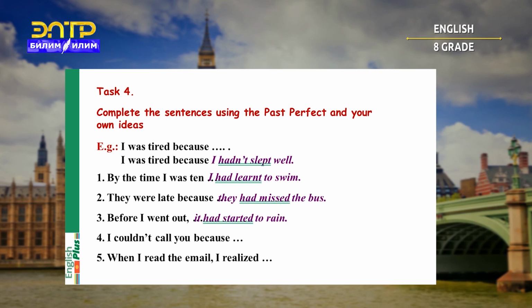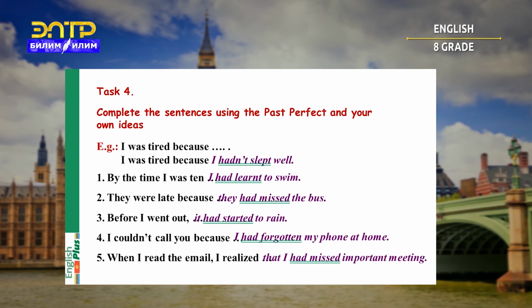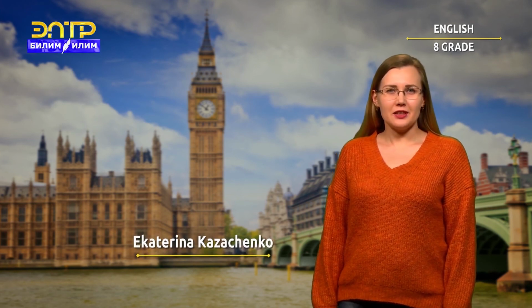I couldn't call you because I had forgotten my phone at home. And the last sentence. When I read an email, I realized that I had missed an important meeting. So, that's all for today. Don't forget to use past perfect when you say something happened earlier than the action stated in the past.